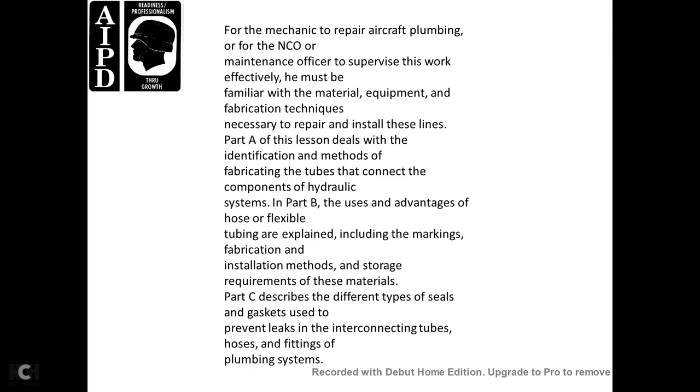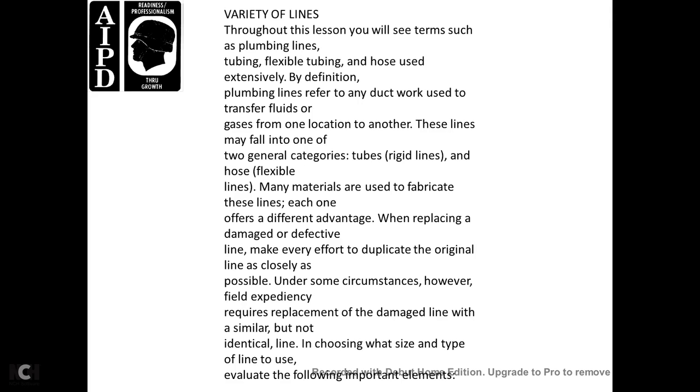Part C describes the different types of seals used to prevent leaks at the connections between tubes, hose, and the fittings of the plumbing system. Types of lines. Throughout the lesson, you will see the terms plumbing lines, tubing, flexible tubing, and hose used extensively. By definition, plumbing lines refer to any ductwork used to transfer liquids or gases from one location to another. Lines may fall into two categories: the tube, rigid lines, and hose, flexible lines.